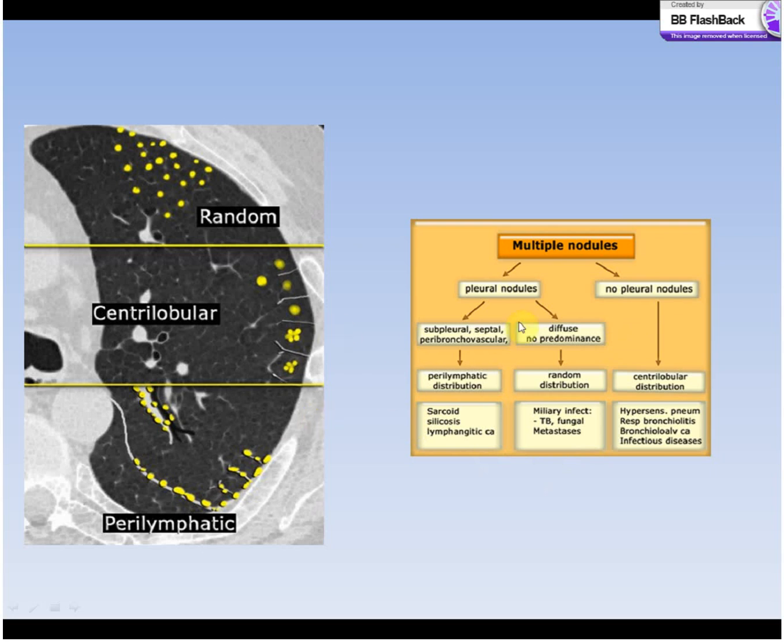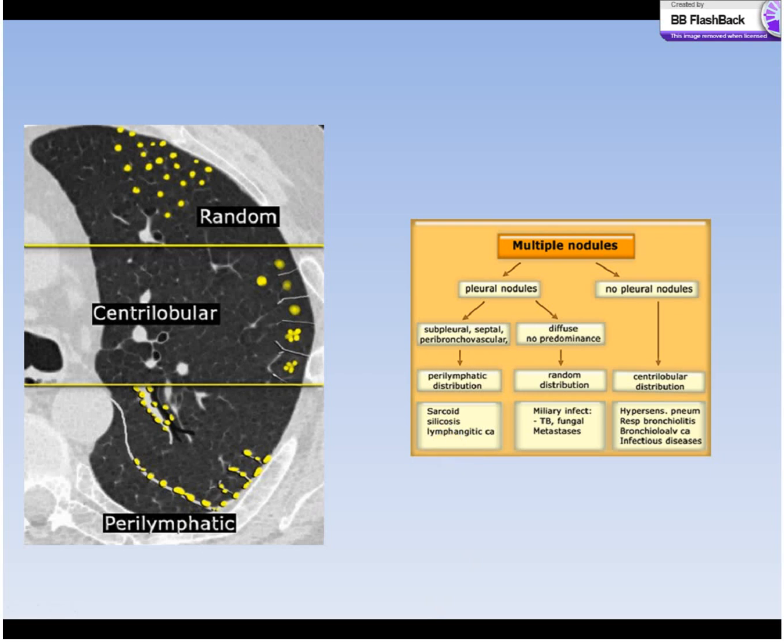If you were to see a CT chest and saw nodules but no pleural nodules, the next step would be to delineate whether it's along the septa or the fissures on the pleura, because if it was, it would be perilymphatic. And very similar to nodular septal lines, the differential is sarcoid, silicosis, and lymphangitic cancer.